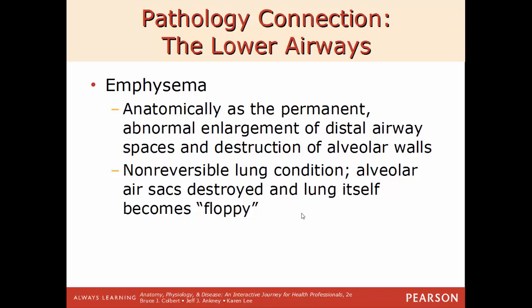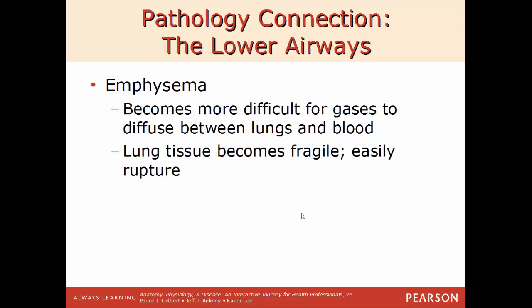So the alveolar air sacs become non-functional because they have lost their elasticity and basically become floppy pieces of tissue, and they just don't work anymore because structurally they aren't the same anymore. So it becomes much more difficult for gases to diffuse between the lungs and the blood, and also the lung tissue will become much more fragile and easily ruptured.